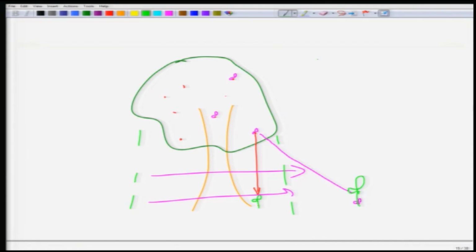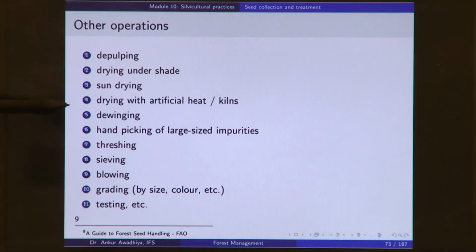So, once you have collected these seeds and these seeds have these wings, these wings will be removed either by cutting or by breaking. So, that is the de-winging operation. It is only applicable for a certain number of species. Next operation is hand picking of large sized impurities. Now, these impurities could be things like twigs or leaves or say seeds of some other plant or probably some pebbles. So, if they have come up along with the seeds, then you need to get rid of them.